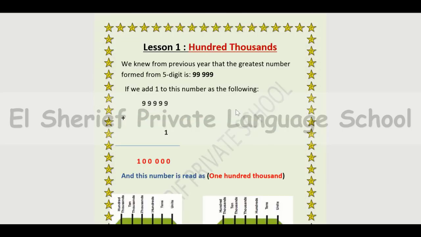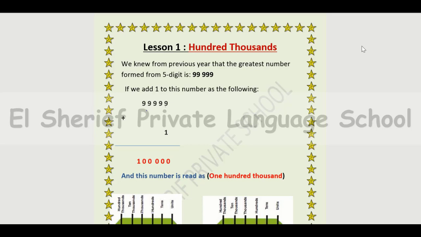Our lesson today is about 100,000, but before studying 100,000, we should remember the greatest number formed from 5 digits. The greatest number formed from 5 digits is 99,999. But if we ask about the number that is just after 99,999, we should add 1. So 99,999 plus 1 equals what?